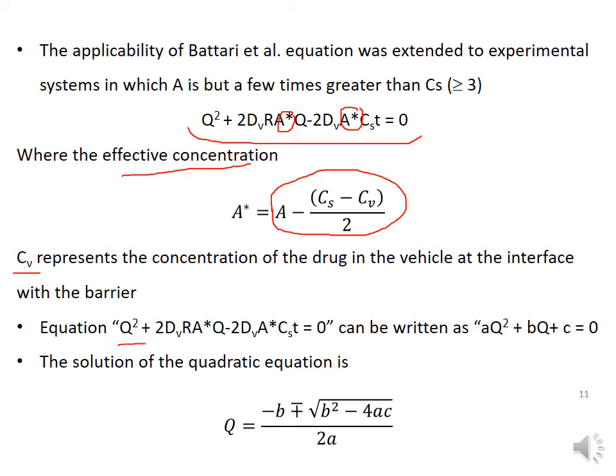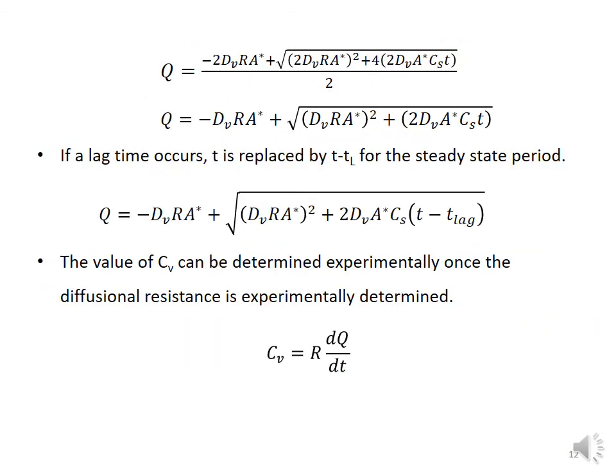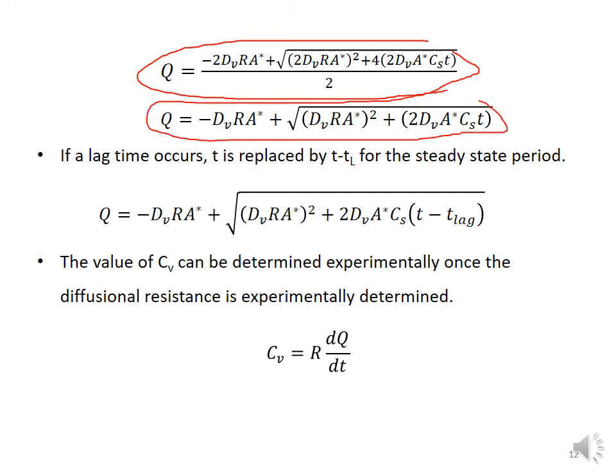The above equation can be written as a quadratic equation, and the solution of the quadratic equation is shown below. This is the solution of the quadratic equation, and also this is the simplification of the above equation. If there is a lag time, t is replaced by t minus the lag time for the steady state period. This is the equation when the lag time is added.